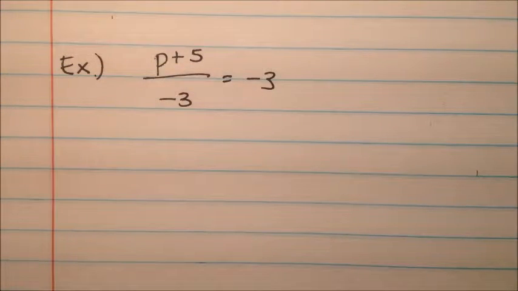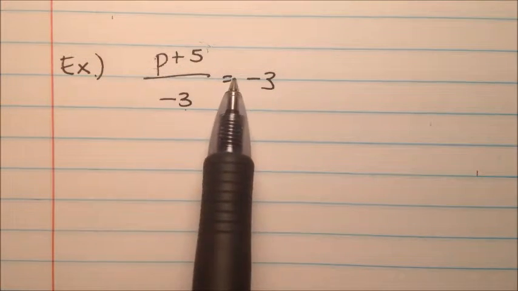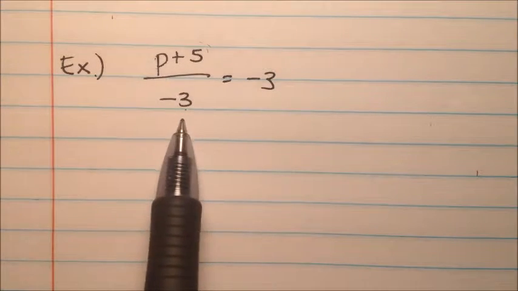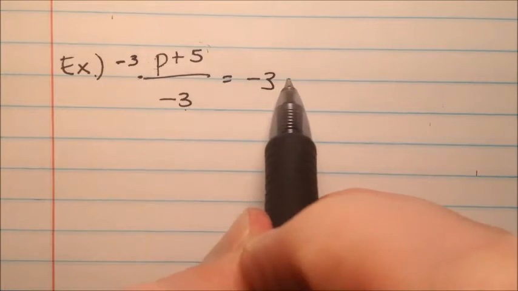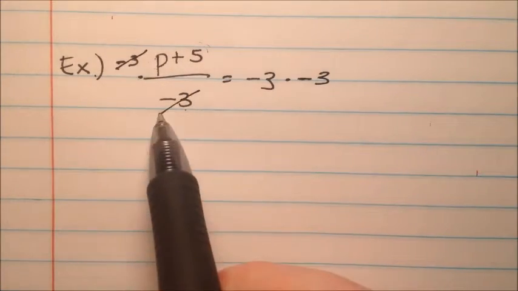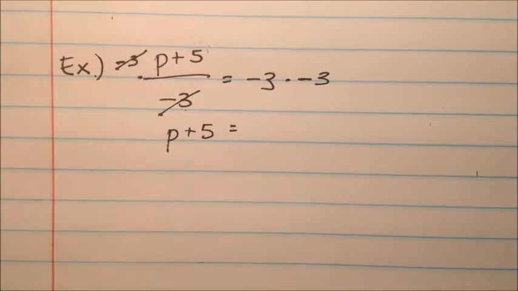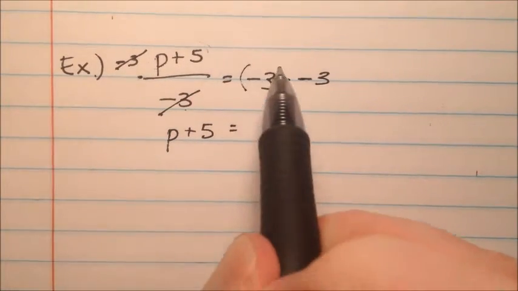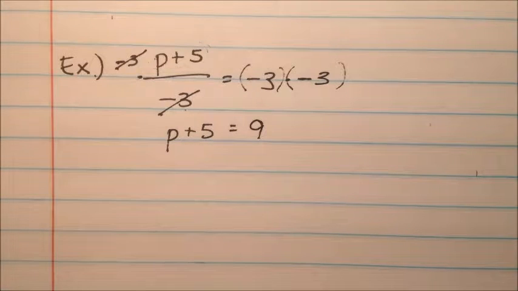In this fifth example, I have this quantity, p plus 5, being divided by negative 3, and it equals negative 3. So since I have this fraction, I want to get rid of that denominator, so I'm going to multiply both sides by negative 3. When I multiply both sides, this up here and this down here will cancel, leaving me with just p plus 5 over there on the left side. Now the right side, we're multiplying negative 3 times negative 3, and that'll be a positive 9.